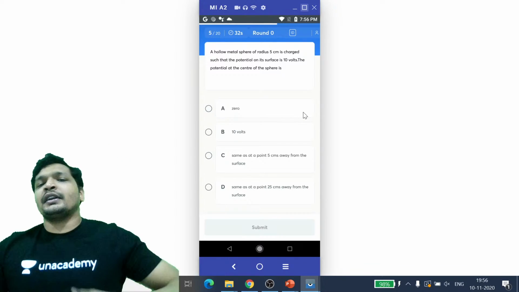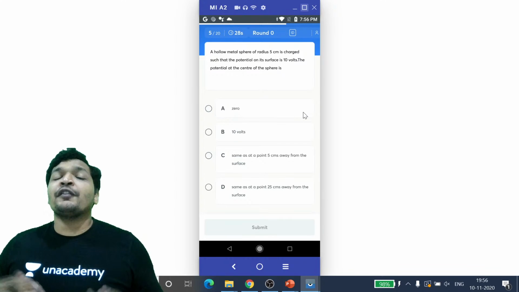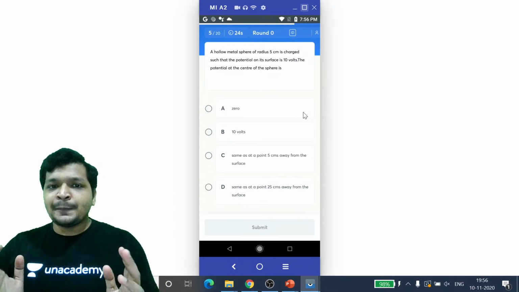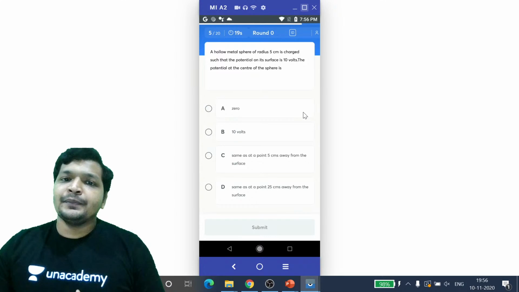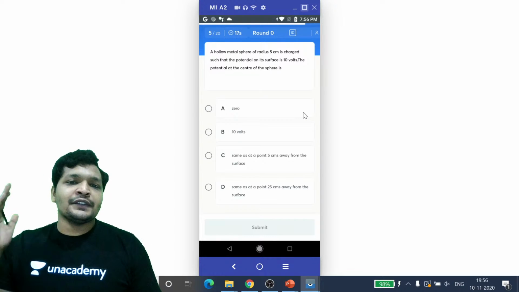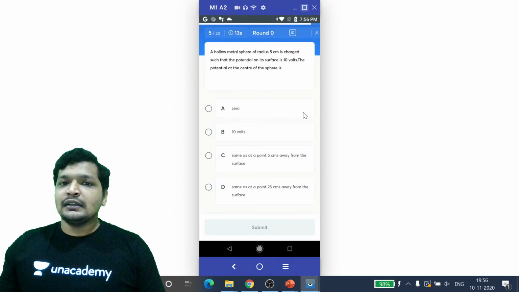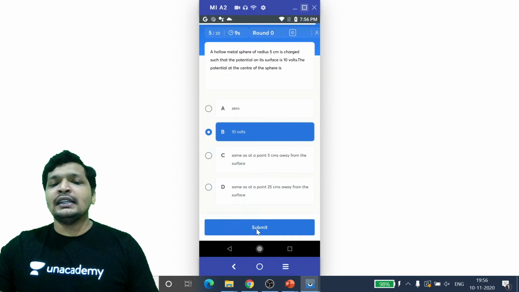I'm not going to mark it right now. I'll mark it later so that you can watch me. This is a conceptual question. For a metal sphere, the potential on its surface and the potential inside anywhere is the same. The potential on the surface is 10 volts, so what is the potential going to be at the center? At any point inside, it's going to be 10 volts, isn't it?